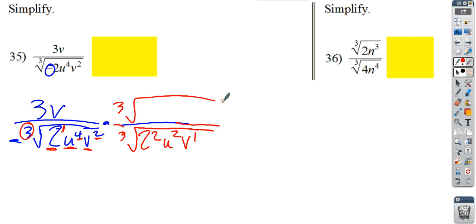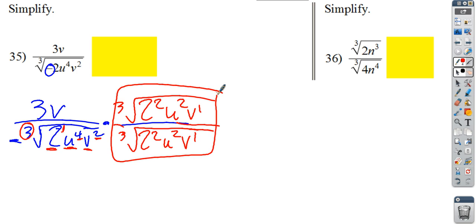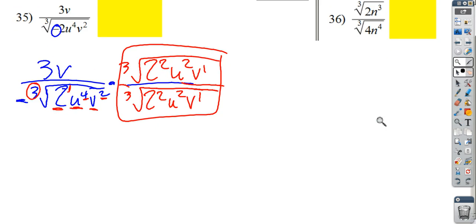And then I need to do the same on the top as I did on the bottom, because now if I do the same on the top and the bottom, this whole thing is equal to 1. Anything divided by itself equals 1, and what happens if you multiply something by 1? Nothing happens. That's why we're able to do that. Okay, so that's what we're going to do. Let's simplify this out now.